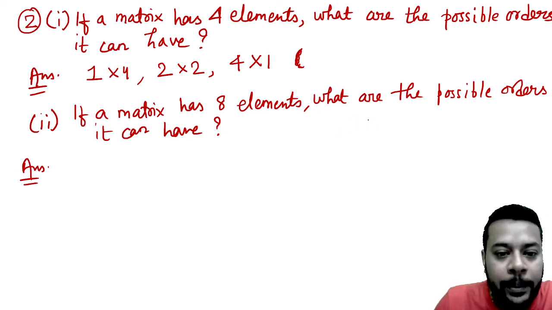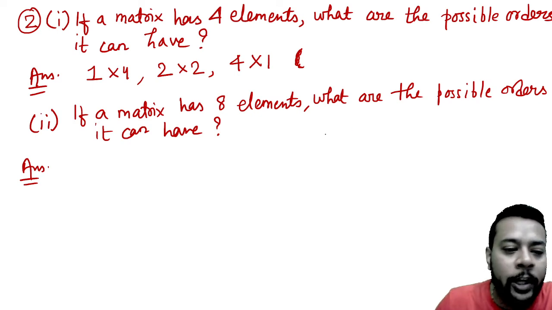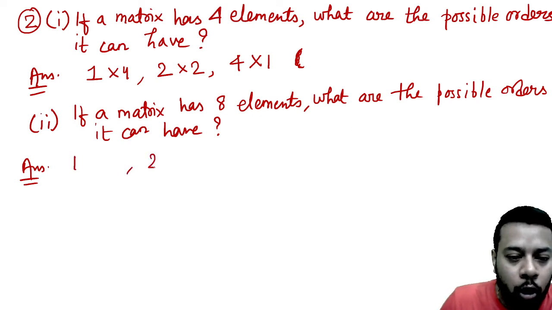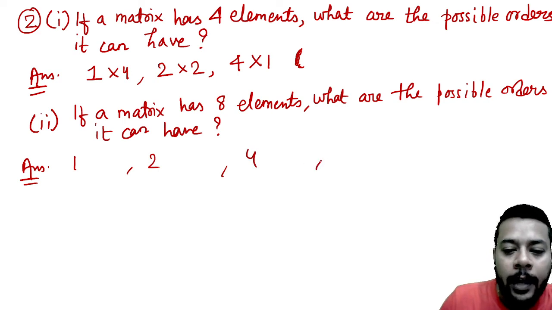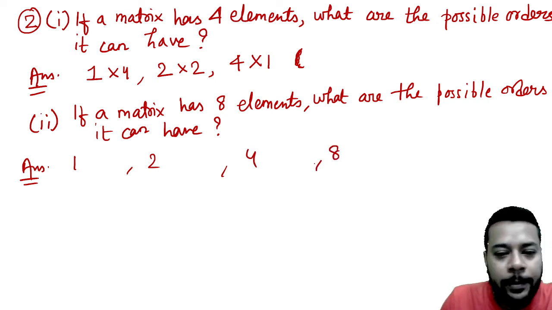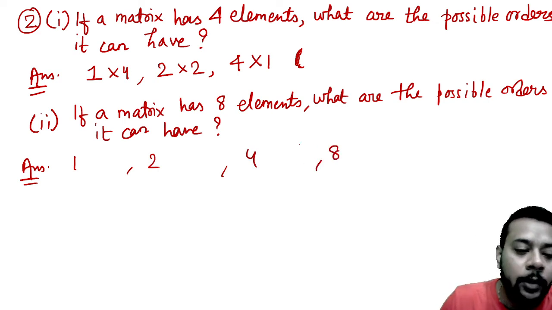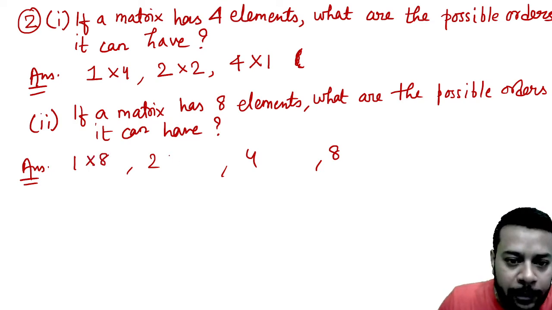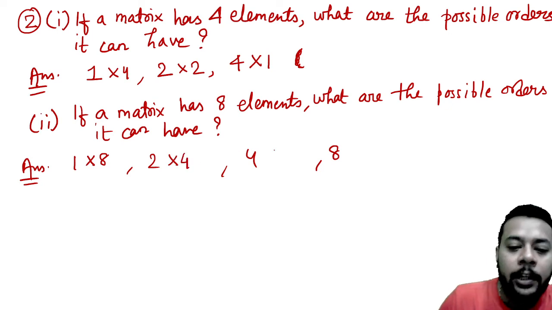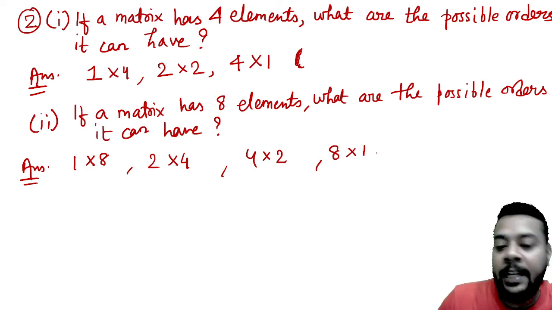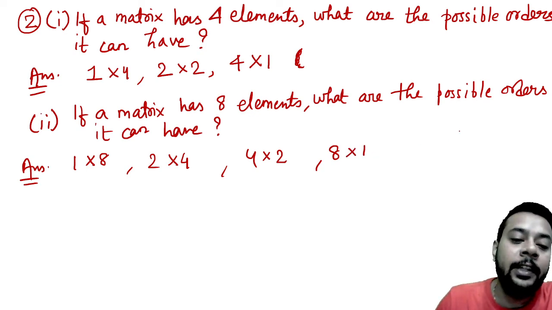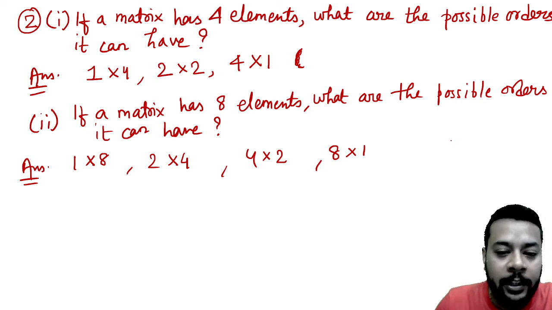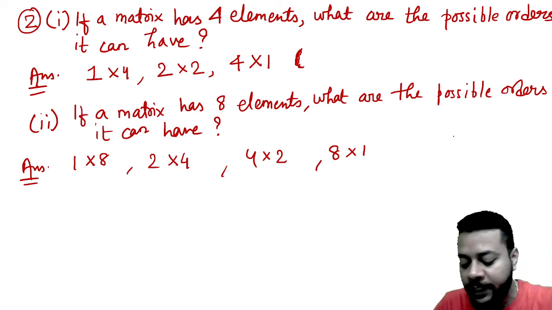Factors of 8 will be 1, 2, 4 and 8, right? These will be the factors of 8. Now, in the 1's table 8 goes 8 times. In the 2's table 8 goes 4 times. In the 4's table 8 goes 2 times, and in the 8's table 8 goes 1 time. So this is how you can get the possible orders of a matrix in a very convenient, very easy way.